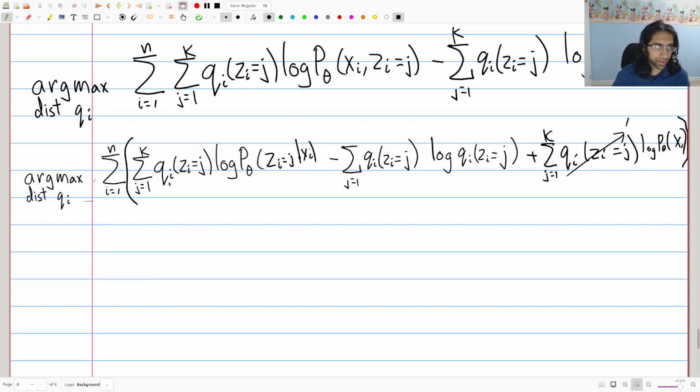And now the final step here is that we are going to argmax over distributions qi. We're going to write this as the following. Summation.